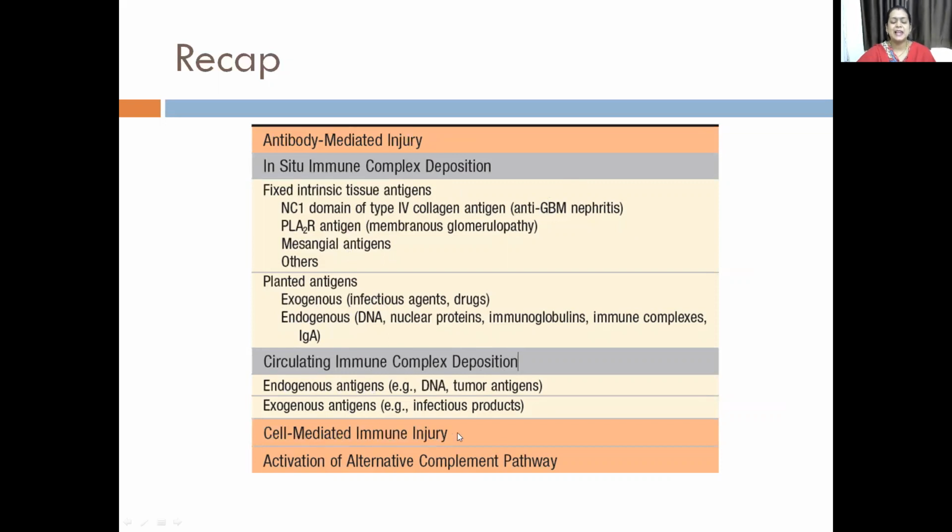Now coming to cell-mediated injury. Cell-mediated injury usually happens by sensitized T cells, which act in coordination with the antibodies and help in the pathology of the glomerular injury. The other one is activation of the alternate complement pathway. Activation of the alternate complement pathway is found in dense deposit disease, or membranoproliferative glomerulonephritis type 2, which we'll discuss in detail when we discuss each individual nephropathy.